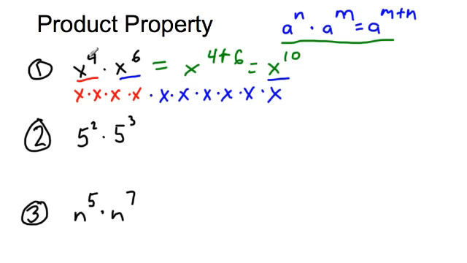As a shortcut on this product, where we're multiplying these two, they have to have the same base, and we will add up the exponents. We can do the same thing with a base that is an actual number. 5 squared times 5 cubed, or 5 to the second power times 5 to the third power, we can add those exponents up. That would be 5 to the fifth power.